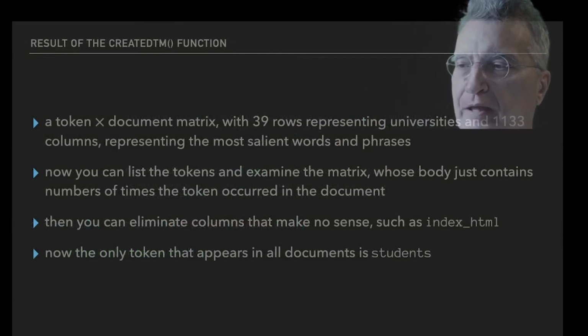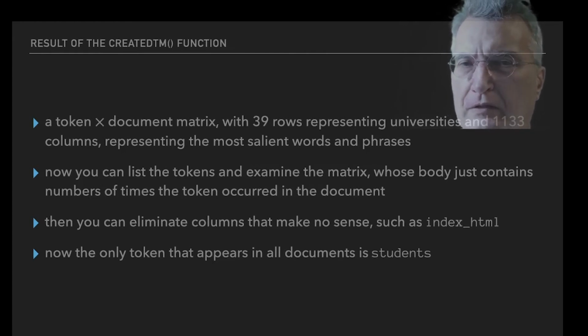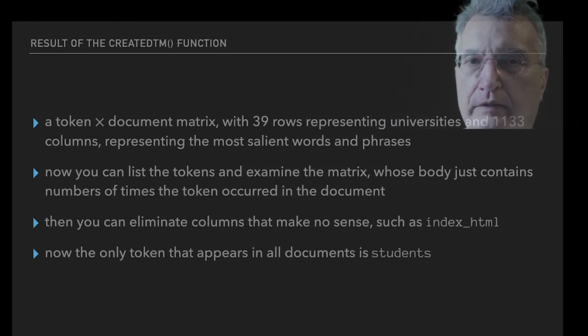Okay, so the result of that create DTM function is this matrix, this token by document matrix, and it started out being 39 times about 2,500 or so. And gradually I removed terms. So for example, I removed any term that occurred less than 3 times in the corpus, in the body of documents, and I removed any term that occurs in every document except the word students.